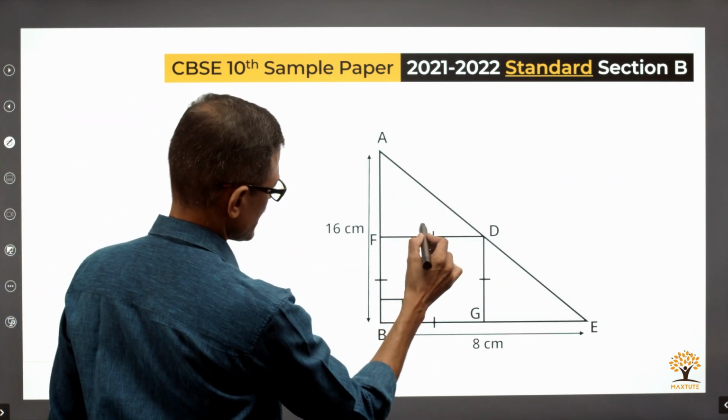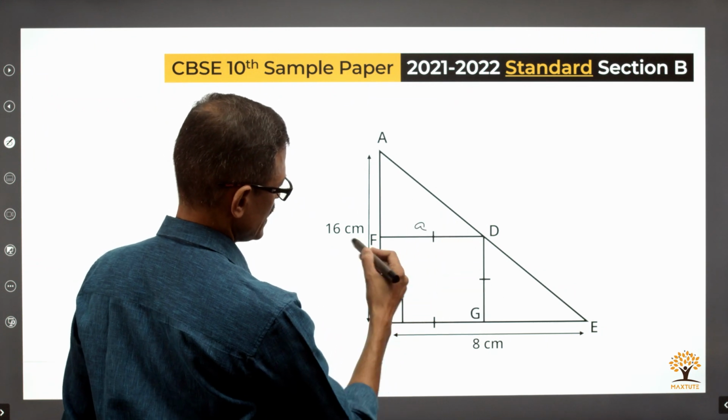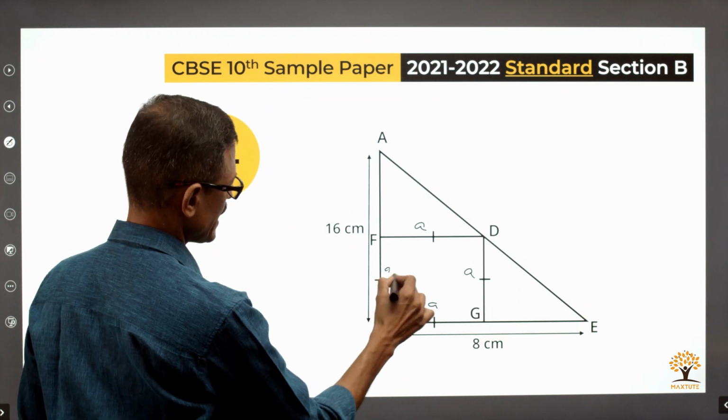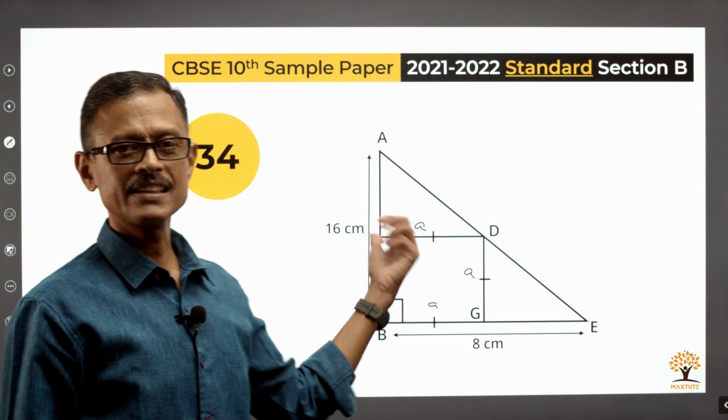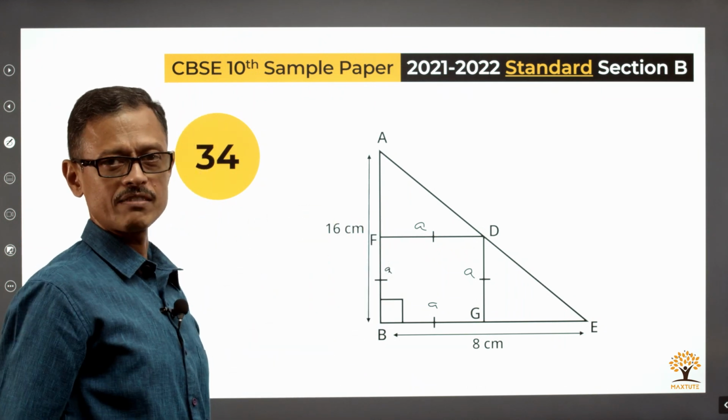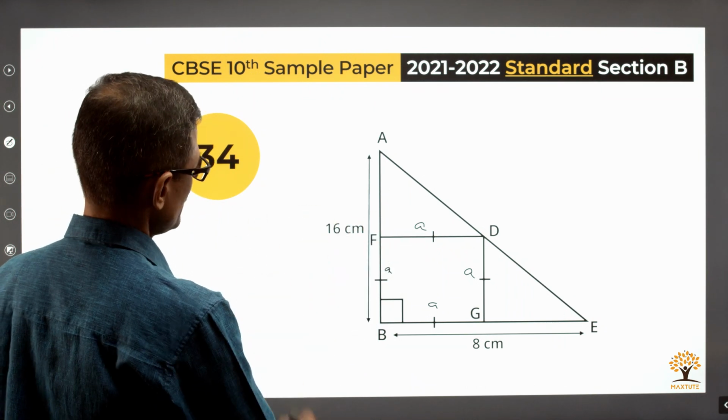Let's say the side of the square is equal to A. So, FD will be A, DG will be A, GB will be A, and FB will be A, because in a square all sides are equal. We are saying that the side is equal to A. We need to find out A is equal to how much is what the question is. Let's get started.